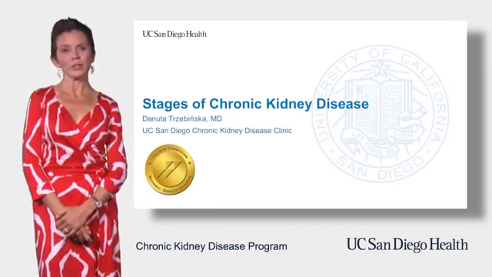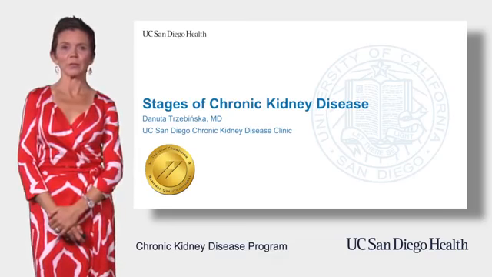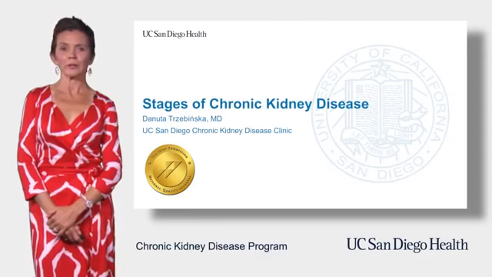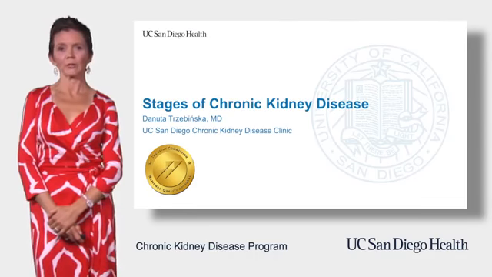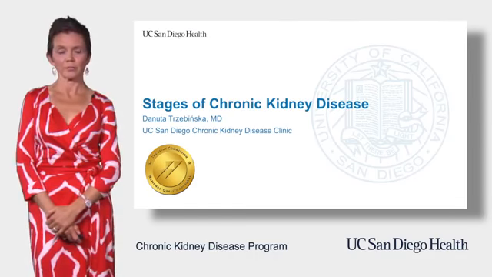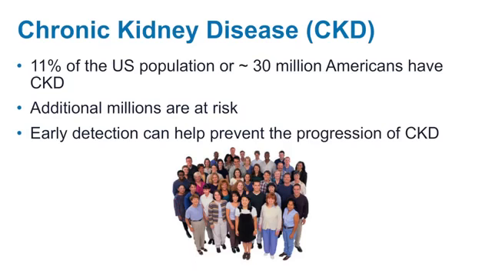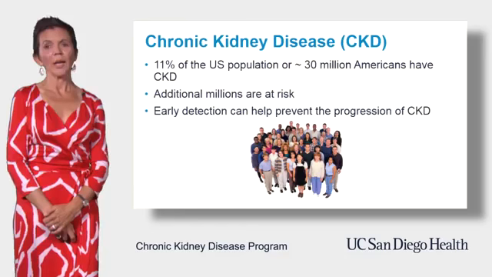My name is Danuta Trzebińska and I'm a nephrologist in our clinic. In this module, we are going to talk about the different stages of chronic kidney disease. Chronic kidney disease is quite common. It affects 11% of US population, which translates to about 30 million people. Another 30 million people are at risk for developing CKD at some point in their lives.